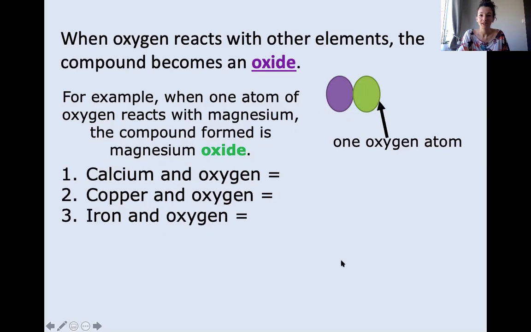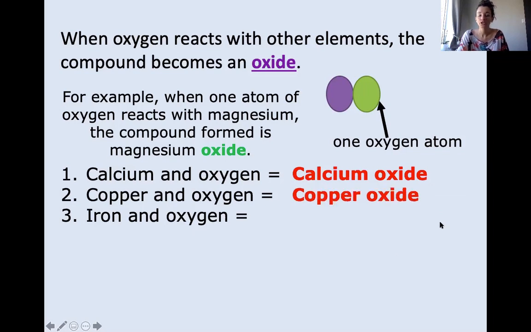Well done. So calcium and oxygen make calcium oxide. Remember, because there are two elements and one of them is oxygen, it's calcium oxide. Copper and oxygen makes copper oxide, and iron and oxygen makes iron oxide. So when oxygen reacts with another element, so there are two elements reacting and one of them is oxygen, it makes an oxide.